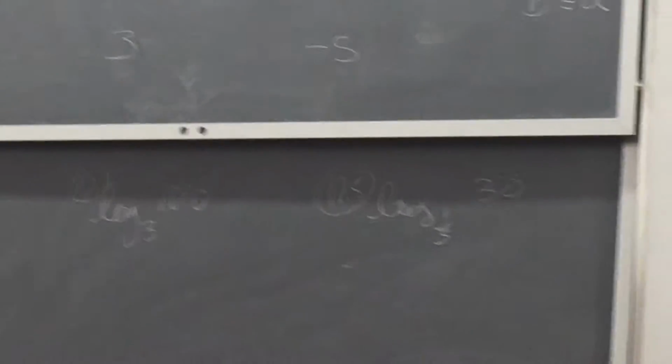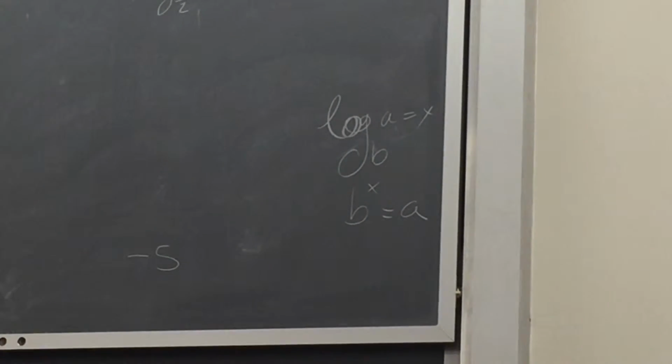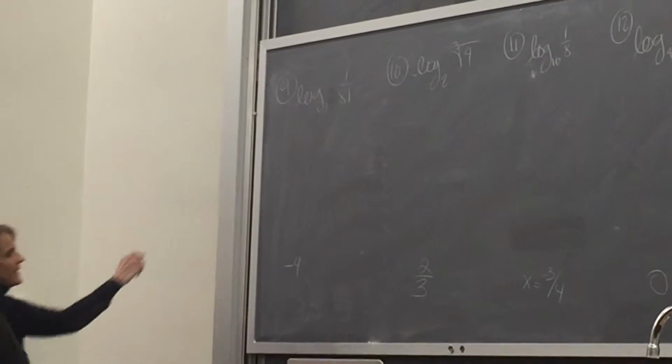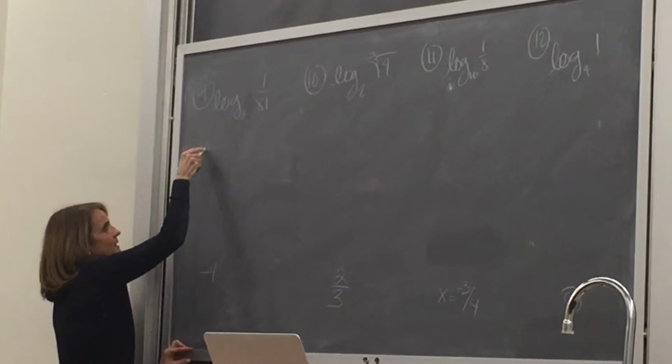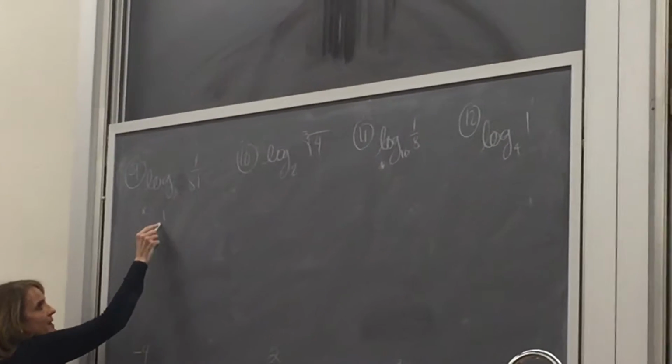Log base b of a equals x. That's b to the x. So what I'm trying to figure out is what exponent did I raise 3 to get 1 over 81? Okay? So what I'm trying to figure out is 3 to what power gives me 1 over 81? That's what I'm trying to figure out.